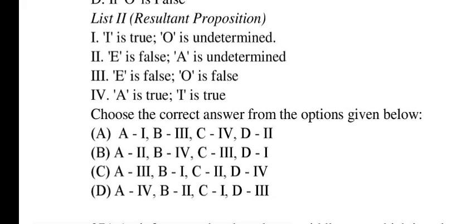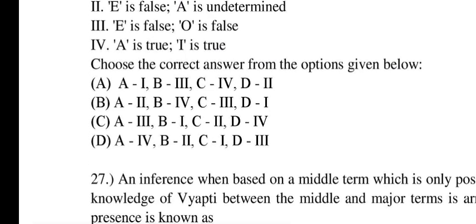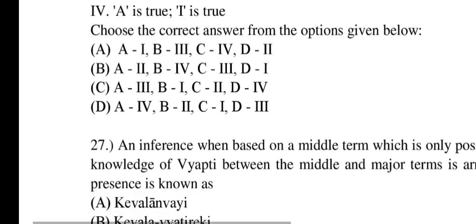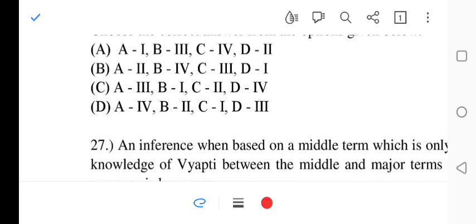Choose the correct answer from the options given below. A, B, C, D: A1, B3, C4, D2; A2, B4, C3, D1; A3, B1, C2, D4; A4, B2, C1, D3. 26. Correct option for this question will be number C: A3, B1, C2, D4. Sorry, 26C.